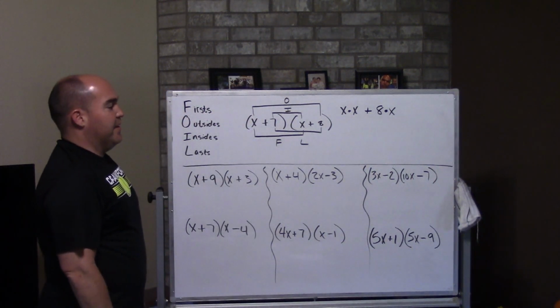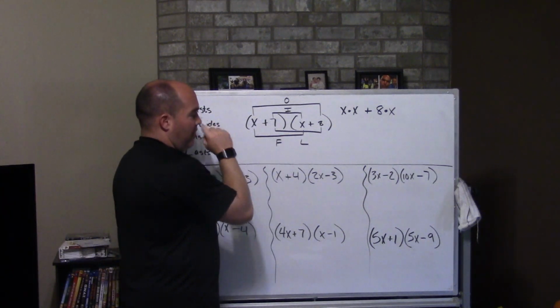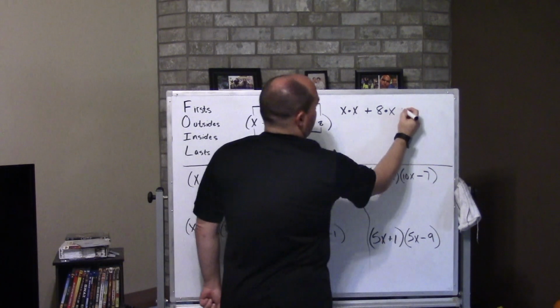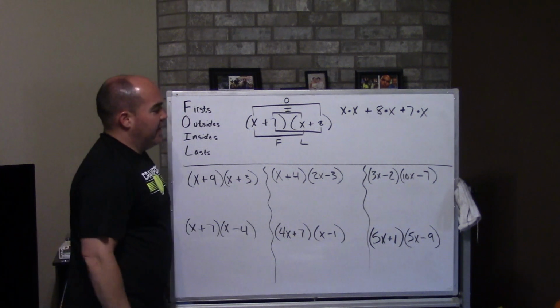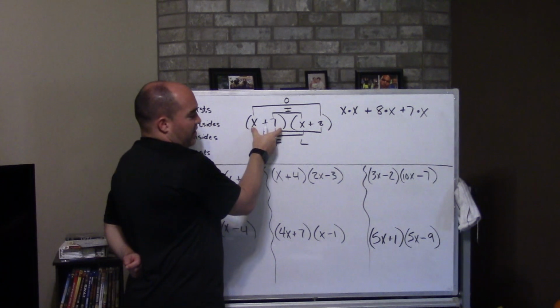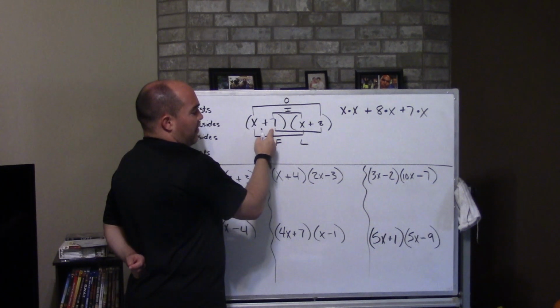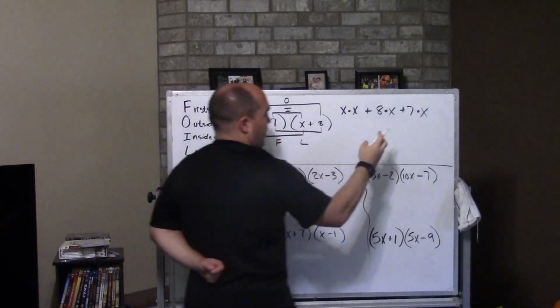Then I'm going to do the inside terms. Well, I want the inside part of each binomial. Okay, so the 7 is on the inside of the first one, the x is on the inside of the second one, so the 7 times the x, and those are also positive. And then I get to the last thing I'm going to do. It just happens to be the last terms. So if x plus 7 is the first binomial and x plus 8 is the second binomial, the last term in the first binomial is a 7, and the last term in the second binomial is an 8. So I'm going to do 7 times the 8.